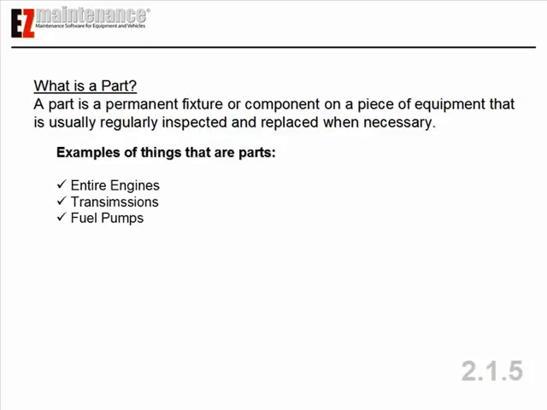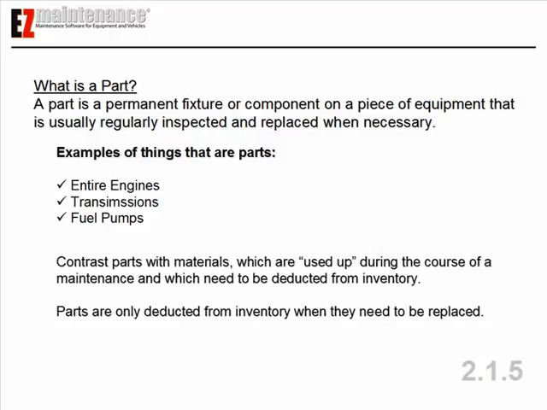Good examples of items that should be treated as replacement parts in Easy Maintenance are entire engines, transmissions, fuel pumps, etc. Contrast this with materials, which are used up during the course of a maintenance event and that need to be deducted from inventory.